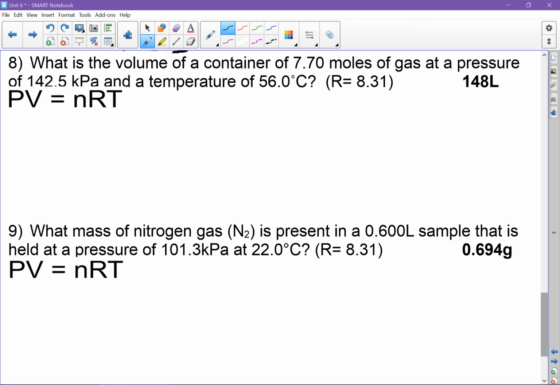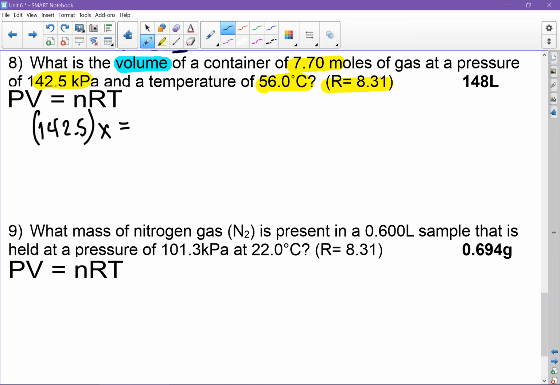Alright, so you're going to write your formula, and then you're going to find all your numbers. There's one, there's one, there's one, there's another one. And then notice that it says we need to find what is the volume. That's the thing that I don't know. That's where X will go in my formula. So I need a pressure number. That's the kPa. So I'm going to do 142.5. Volume is what I'm looking for. I don't know it. That's where X goes.